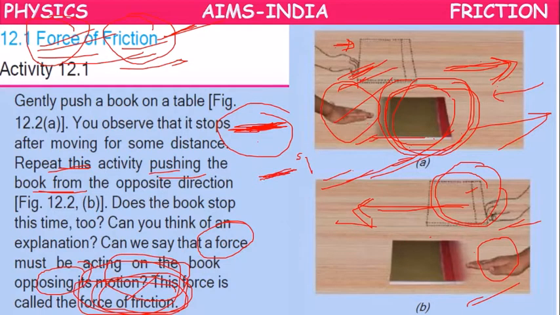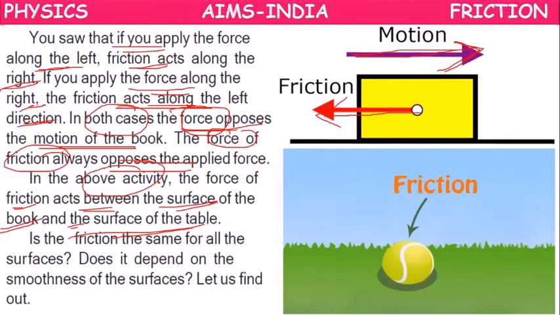Upper portion of the table, let it be S2. These surfaces, S1 and S2, are in contact with each other. Between the surfaces in contact, this force of friction will work.